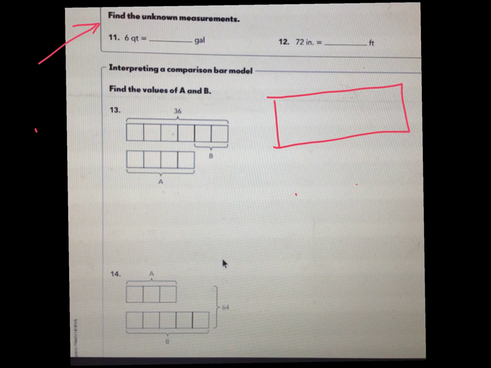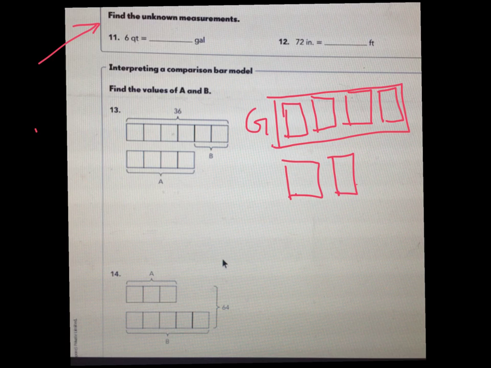So if this represents 1 gallon, how many quarts are in a gallon? Well, I know there are 4 quarts in a gallon, and that's something they have to know, or something they can look up. So then if we have 6 quarts, how many gallons would that fill? That would fill 1 1/2 gallons.